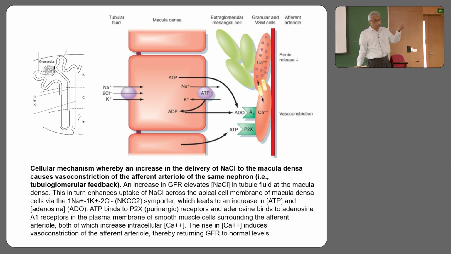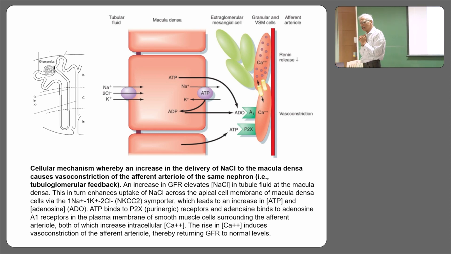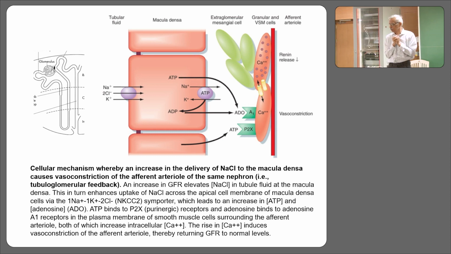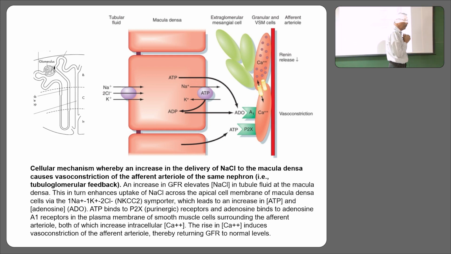Suppose there is suddenly a 10% increase in the number of sodium ions. Those sodium ions will go all the way down the loop of Henle and come up. The macula densa is only there, not everywhere, so they will talk to the macula densa. Can I not say that the cells of the macula densa are sensitive to sodium ion concentration? I can say that. They are sensitive to sodium. And how do they respond?